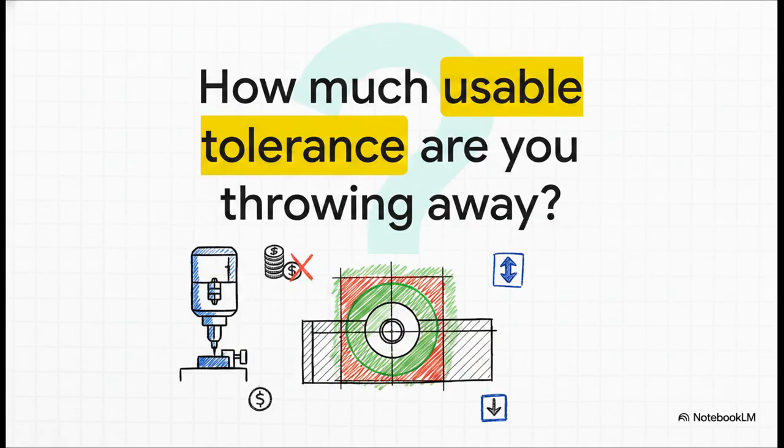To wrap up our explainer today, I really want to leave you with a provocative thought. Consider this the next time you're drafting a mechanical drawing or chucking a part into a mill. If you are still relying on conventional coordinate dimensions, how much usable tolerance, and more importantly, how much company money are you just throwing away, simply because your tolerance zone is square instead of circular? Think about it.